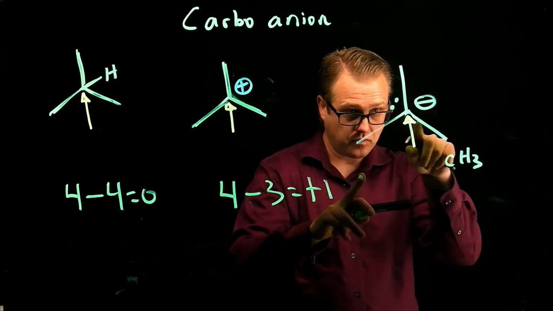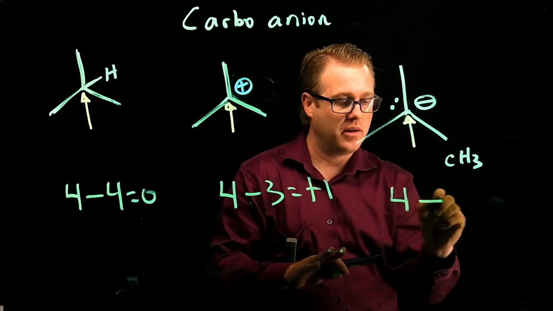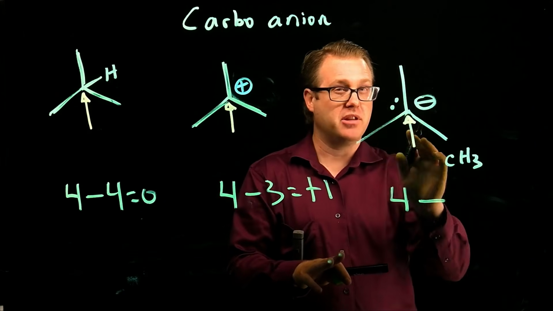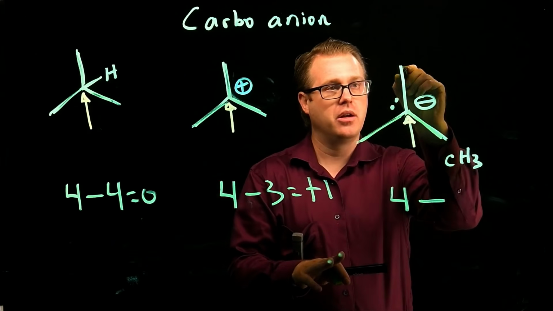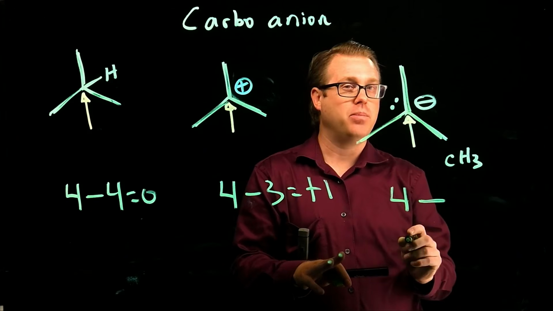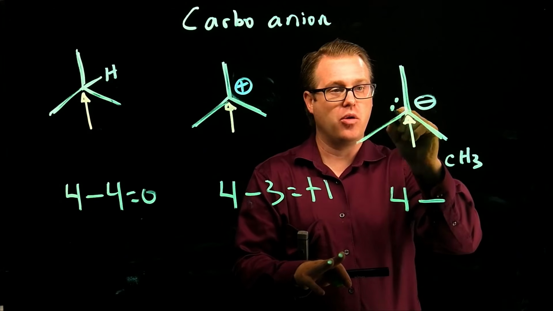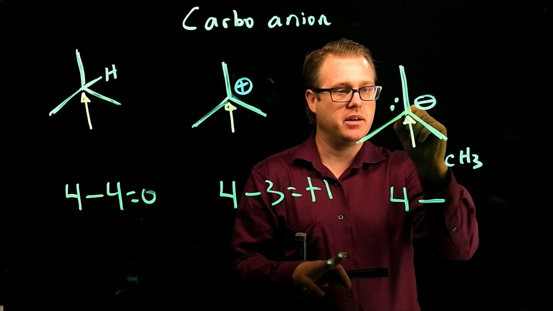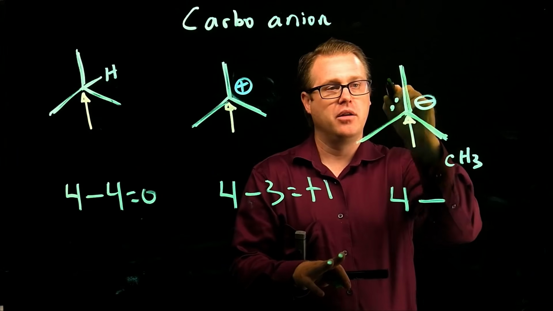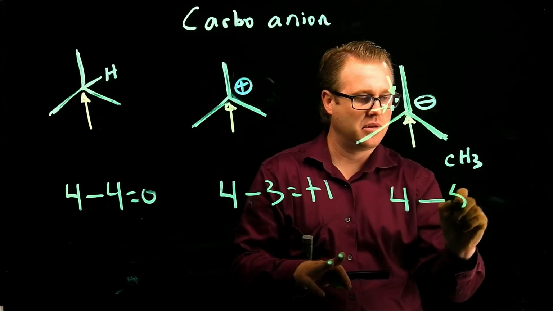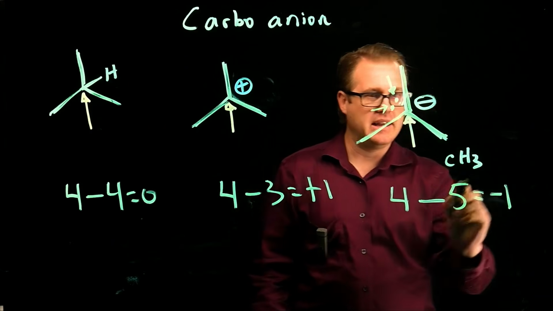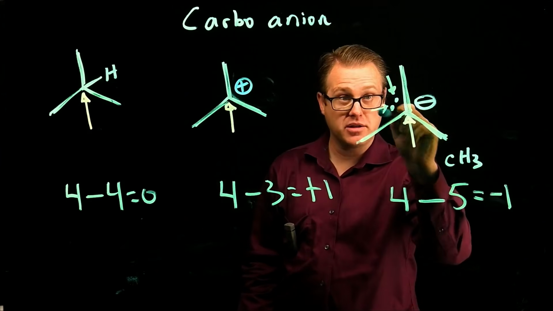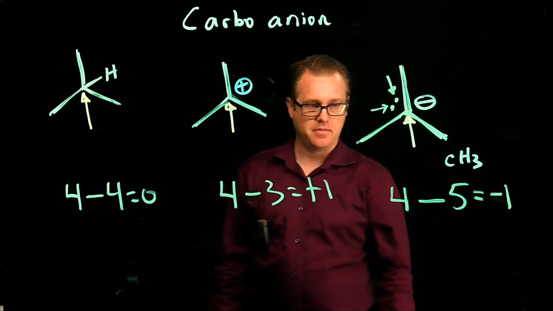Now this one, it is 4 valence electrons minus, and this is how I count it. Count the bonds. 1, 2, 3, and any lone pair you count both electrons. So let's do this again. Let's count bonds. 1, 2, 3, 4, 5. And that would be equal to a -1. So you count the electrons in the lone pairs, and then you count bonds.